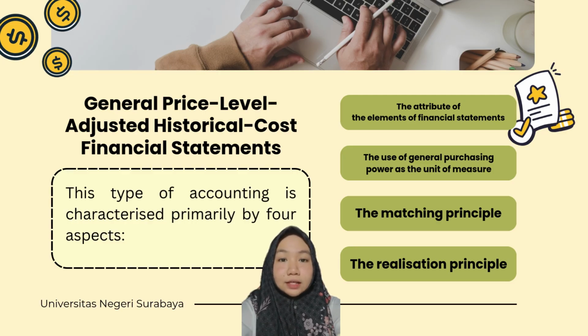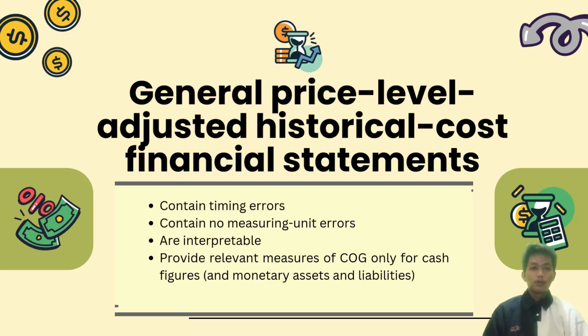This type of accounting is characterized primarily by four aspects. First, the use of historical cost as the attribute of the elements of financial statements. Second, the use of general purchasing power as the unit of measure. Third, the matching principle. And the last one, the realization principle. Accordingly, it is the difference between realized revenues and their corresponding historical cost, both expressed in units of general purchasing power.